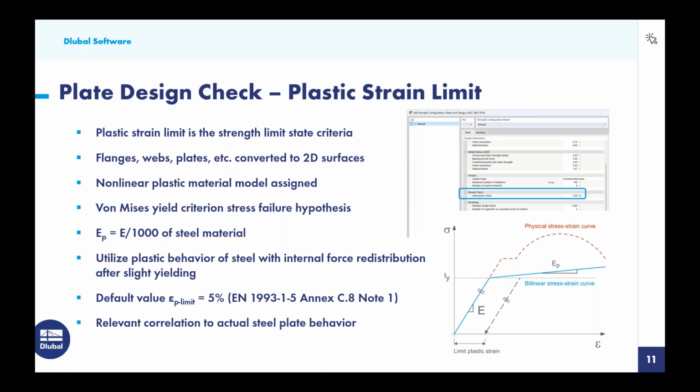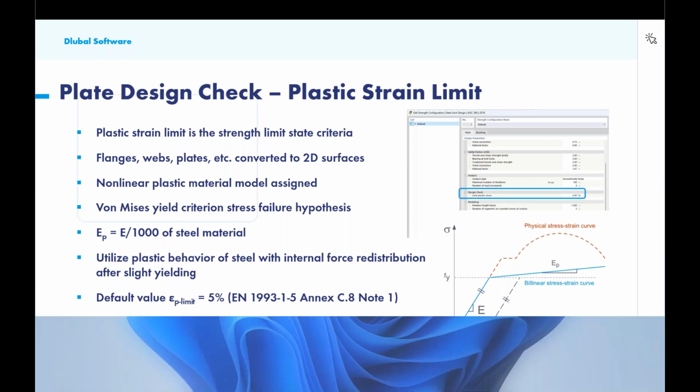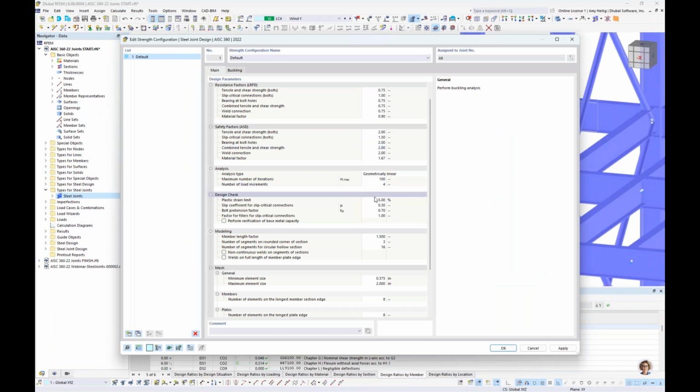Now, there have been many studies that have been carried out for actual steel plate behavior compared to this FEA approach, and there has been found relevant correlation, so therefore it is an accepted approach. So we go back here to the steel joints add-on, and again, that 5% can be found here, but it is fully adjustable by the user. We also have the slip coefficient for slip critical connections, as well as the bolt pretension factor. So remember, this is for those preloaded bolt options. The 0.7 factor comes directly from the AISC table J3.1.